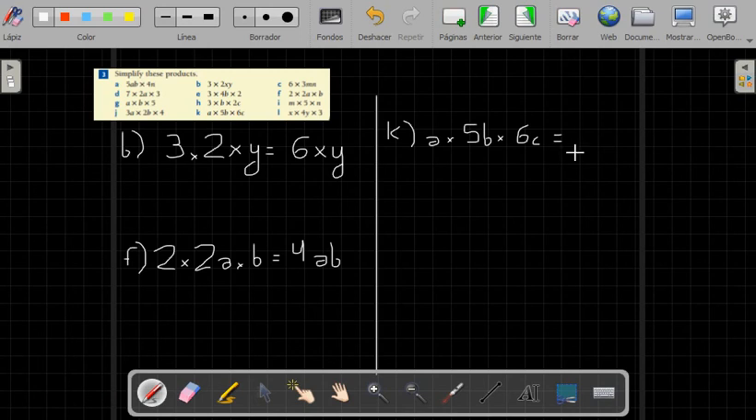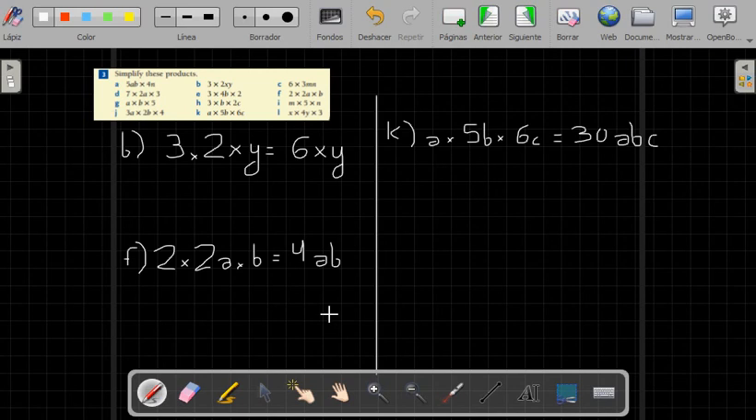Okay, the first one is the A, then we have a 5B, and then we have a 6C. But my advice is always start with the numbers. So 5 times 6 is 30. Okay, I know that you see the letter here at first. Nevertheless, we're always going to write the first result with a number. El primer resultado que vamos a escribir siempre va a ser el número. Entonces, luego tenemos A multiplicado por la B multiplicado por la C. The answer is simply A, B, C. A times B times C is just A, B, C.